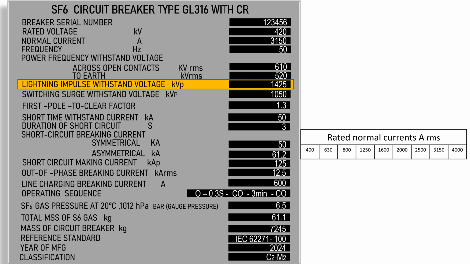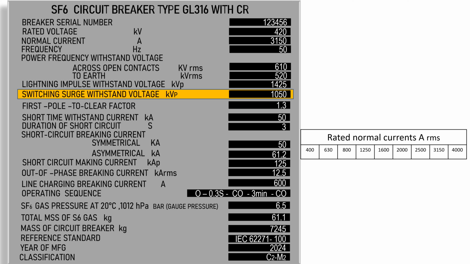Lightning impulse withstand voltage in kV peak. The circuit breaker is subjected to impulse overvoltage due to lightning and switching surge. Lightning impulse withstand voltage in kV peak is that voltage which a circuit breaker is capable of withstanding. The manufacturer tests this capability of the circuit breaker.